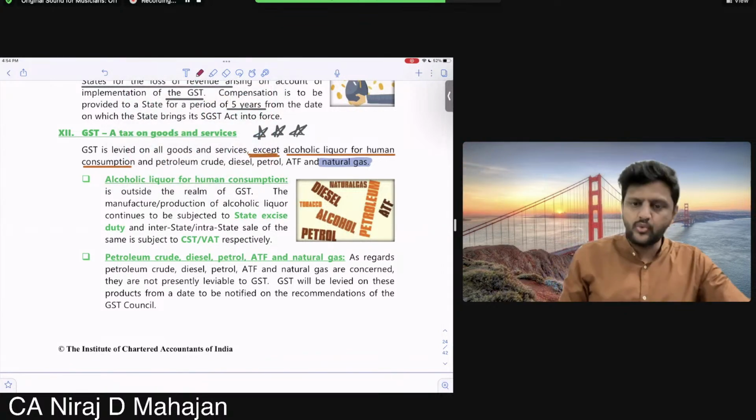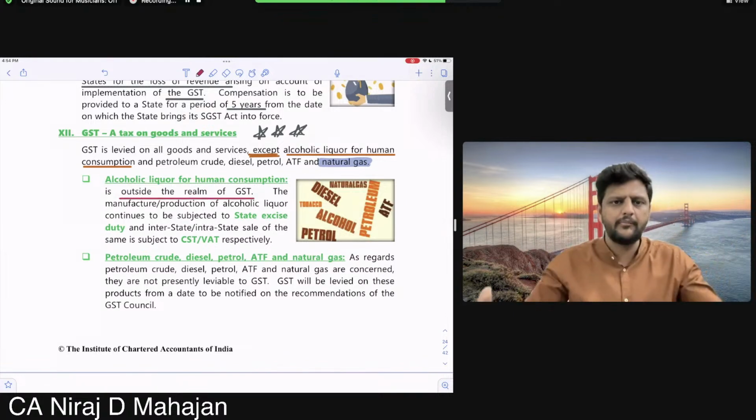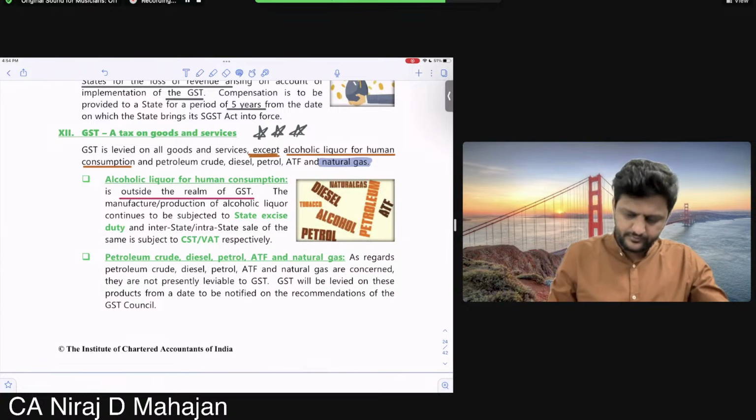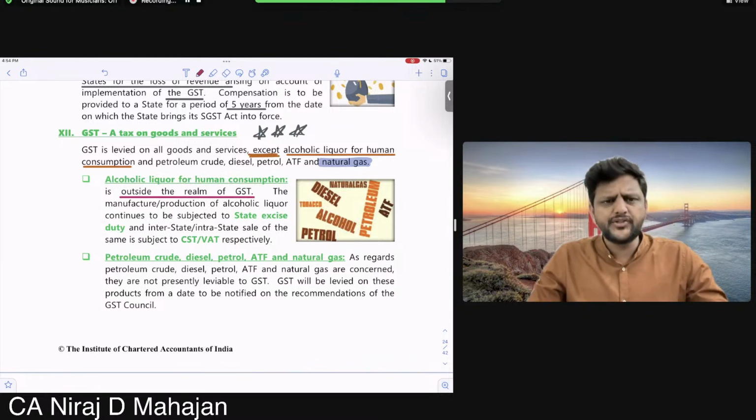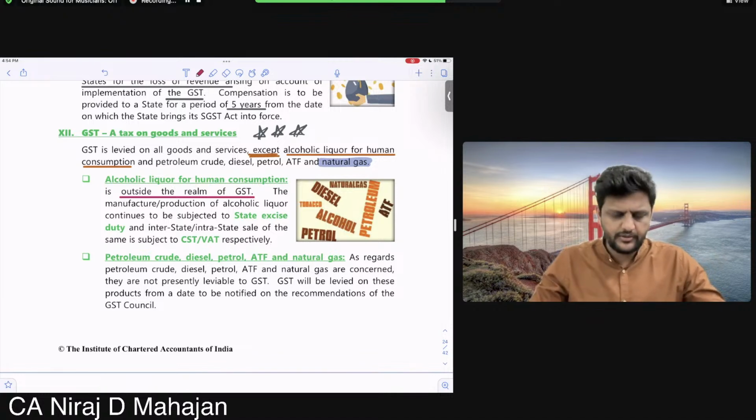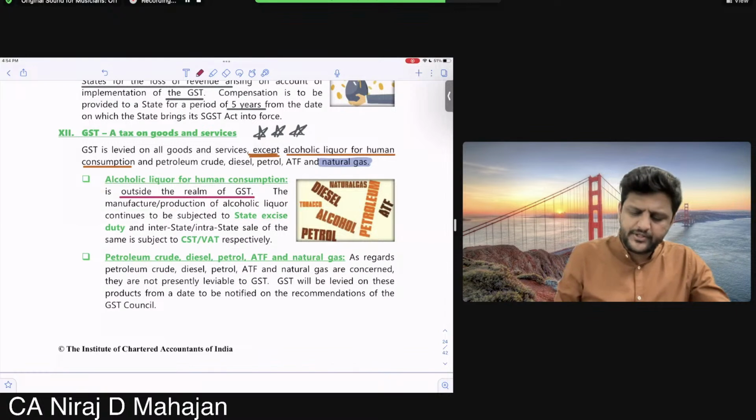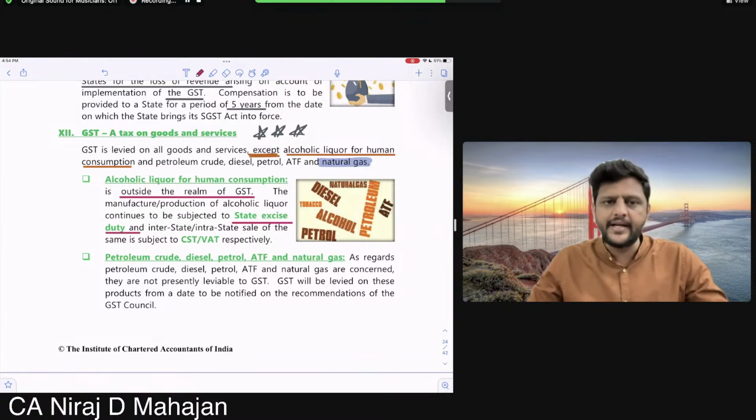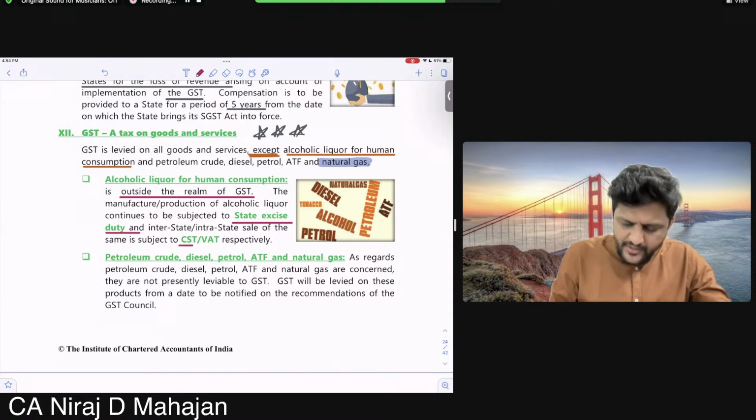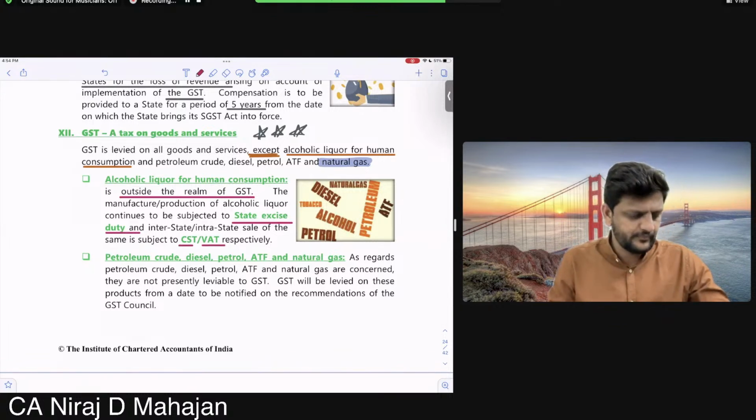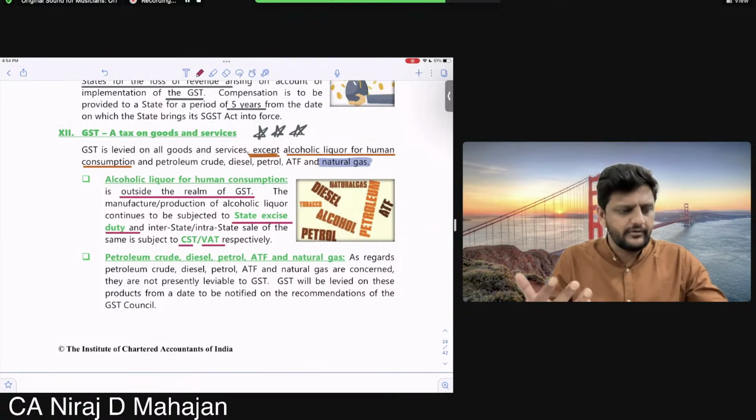Alcoholic liquor for human consumption is also outside the realm, meaning world. Realm means world. It's outside the realm of GST. The manufacture or production of alcoholic liquor continues to be subject to state excise duty, and for interstate and intrastate, obviously CST and VAT are applicable. That means still the old law. Alcoholic liquor for human consumption: state excise and VAT normally for intrastate, and for interstate CST is still applicable. Understood? No GST.